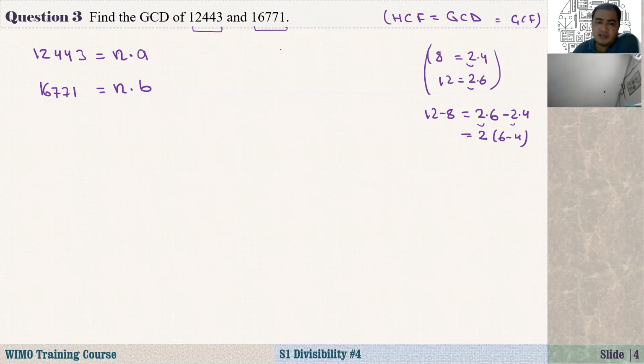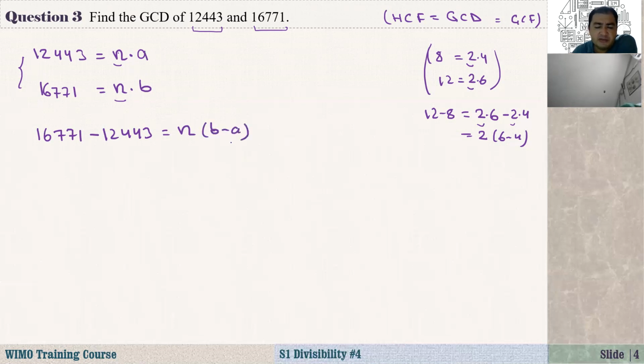So that means that if 12,443 is divisible by N, and 16,771 is divisible by N, and we are looking for this N, the greatest common divisor of these numbers, then their difference must also be divisible by N. Why is it so? Because if you subtract side by side, here we have 16,771 minus 12,443. On the right hand side, I have N as a common factor, and here we have B minus A. A and B are just integers, and N is just a common factor.